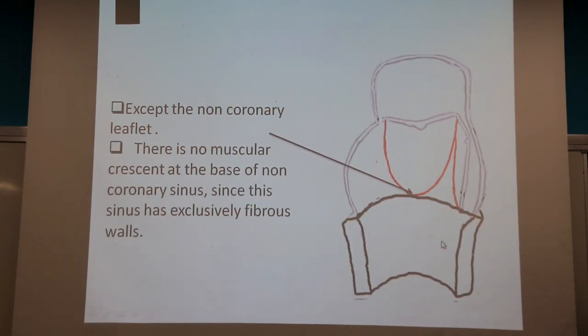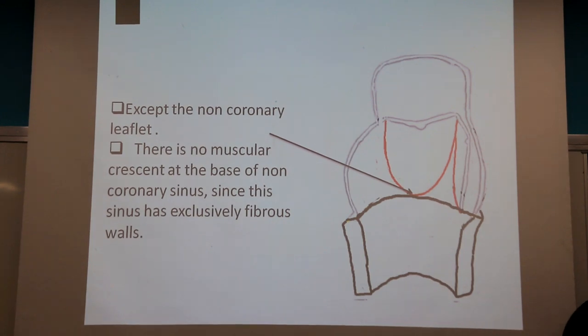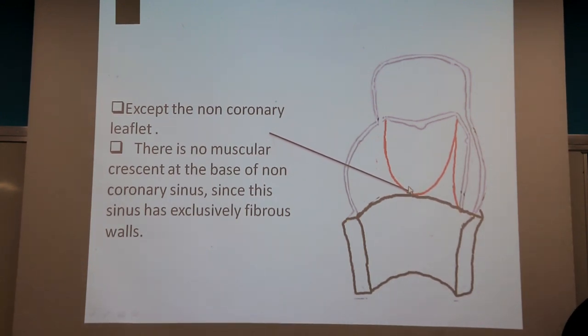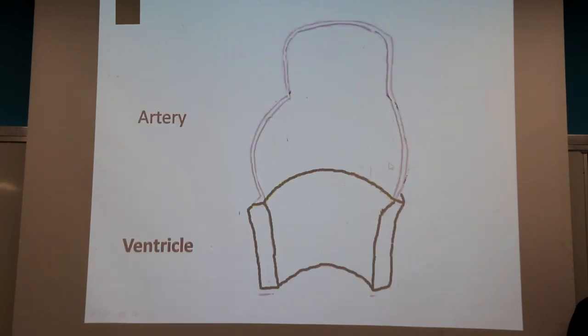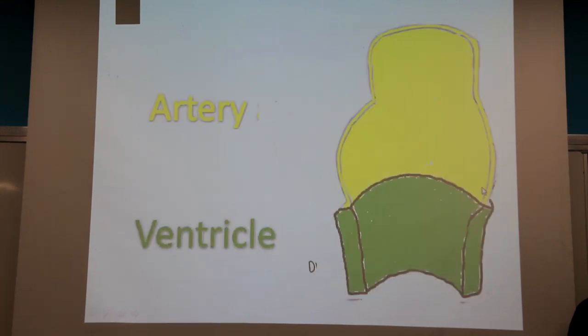This is true for the right coronary and left coronary cusp, but except the non-coronary, there is no muscular crescent. For the non-coronary, there is no muscular crescent at the base of the non-coronary sinus. So that's why we say that this sinus is exclusively fibrous wall. It has no muscular crescent, the non-coronary. It is an artery and ventricle. Artery in yellow, ventricle in green.